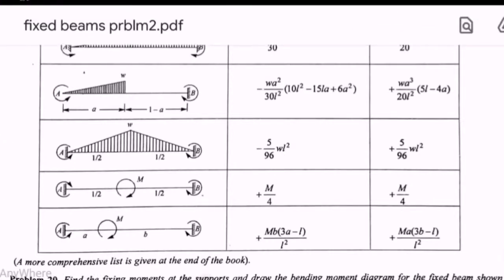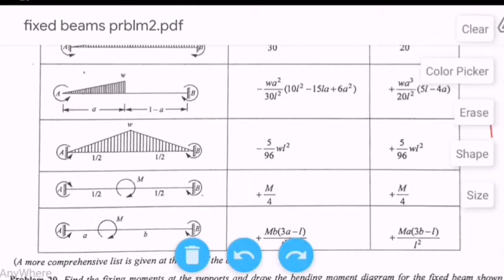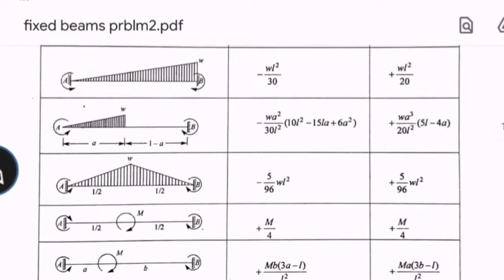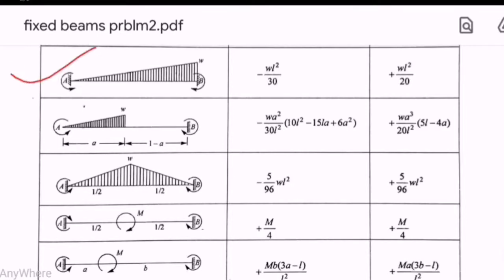If you observe, this is a UDL and this is a UVL, and this is also a UVL, uniformly varying load, but here the load is varying from 0 till W at B. So these are the formulas for that. If the load is 0 and 0 at the ends and it is centrally placed as W, the highest load, the formula will be minus 5 by 96 WL square and plus 5 by 96 WL square.